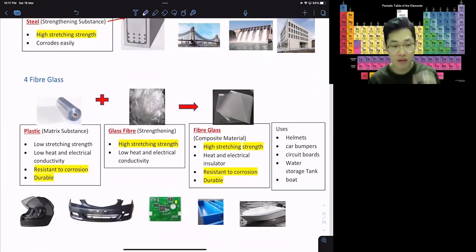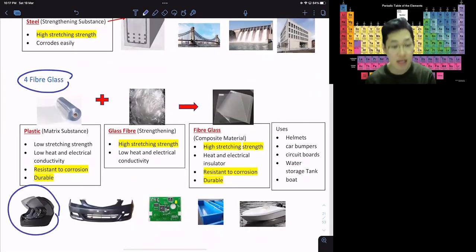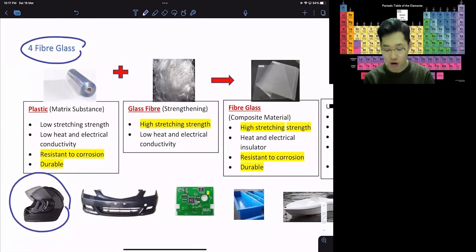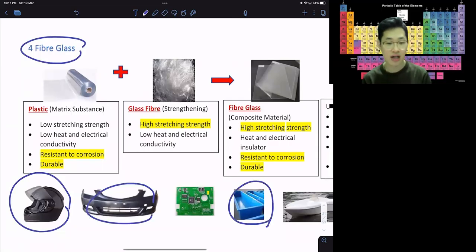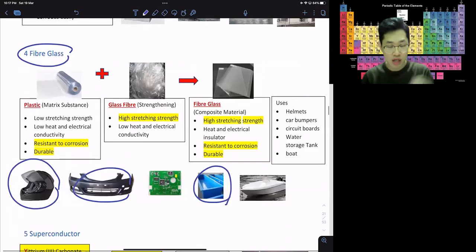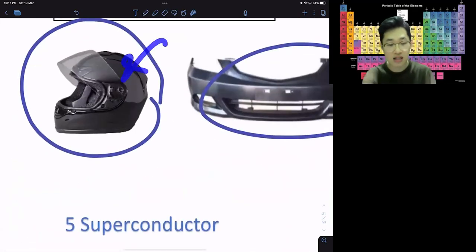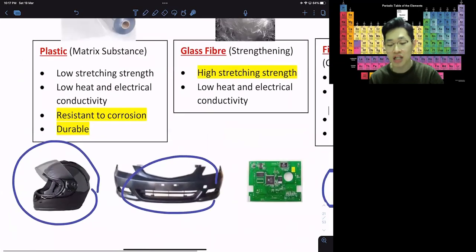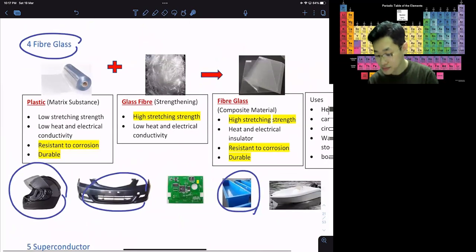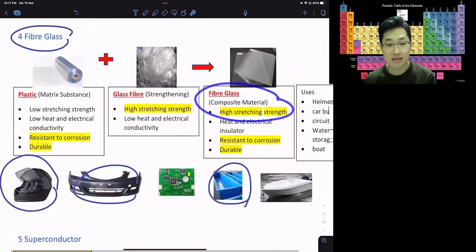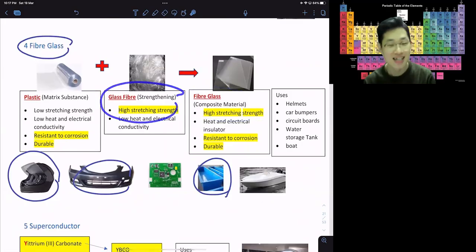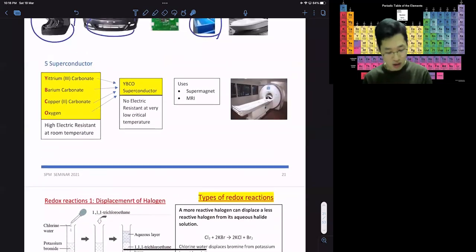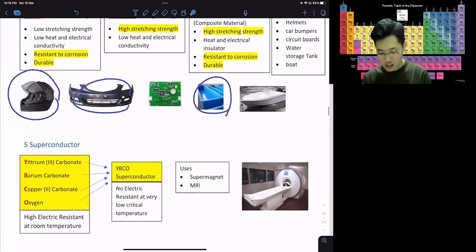Fiberglass, one of the most important examples for fiberglass is the helmet. Fiberglass is those very strong plastic. So helmet is also very strong. Bumper is very strong. Tank, very strong. So in the helmet, first, the outside looks like what? Plastic, right? So plastic is matrix. But inside, they actually got glass. Sorry, here. Glass fiber is strengthening. And then superconductor, not very important, just like that.